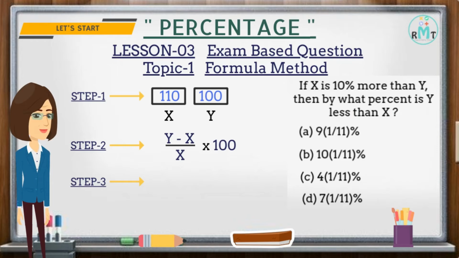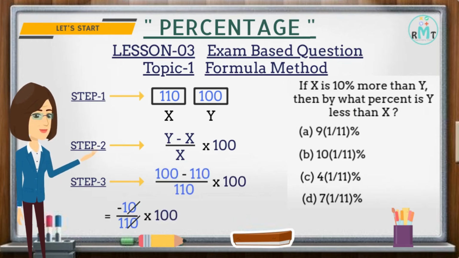Step 3. Next we will put the values of x and y in the given formula, and we get minus 100 by 11 as the answer. The minus sign indicates that y is 100 by 11 percent less than x. So we can write it in the form of a mixed fraction, and we get 9 1 by 11 as the answer.